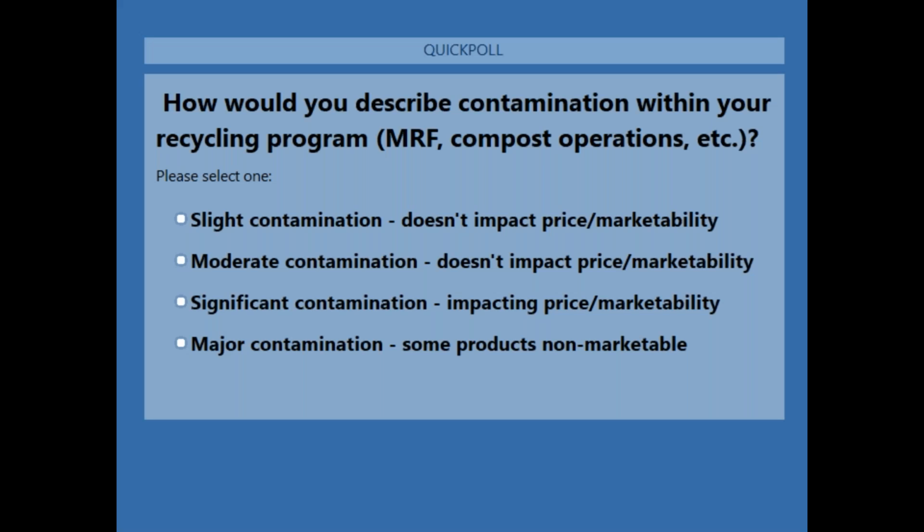So the first question is, how would you describe contamination within your recycling program? This can be a MRF, a compost operation, any diversion activity. Number 1, slight contamination that doesn't impact price or marketability. Number 2, moderate contamination that doesn't impact price or marketability. Number 3, significant contamination that is impacting price and marketability of your product. Number 4, major contamination to the point that some products are non-marketable. So again, how would you describe contamination within your recycling program?